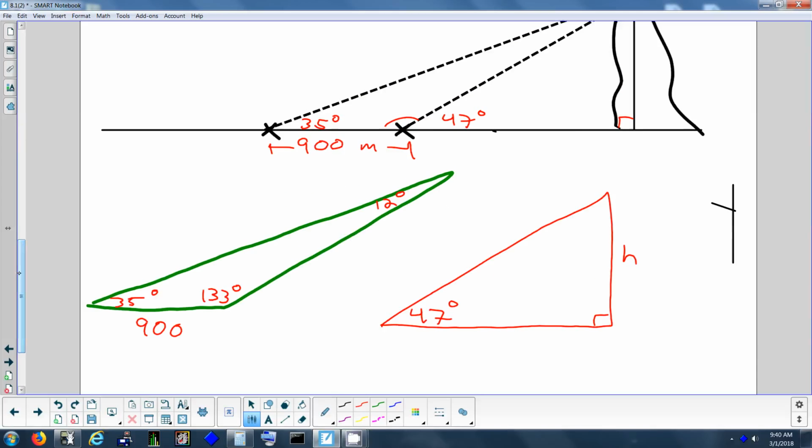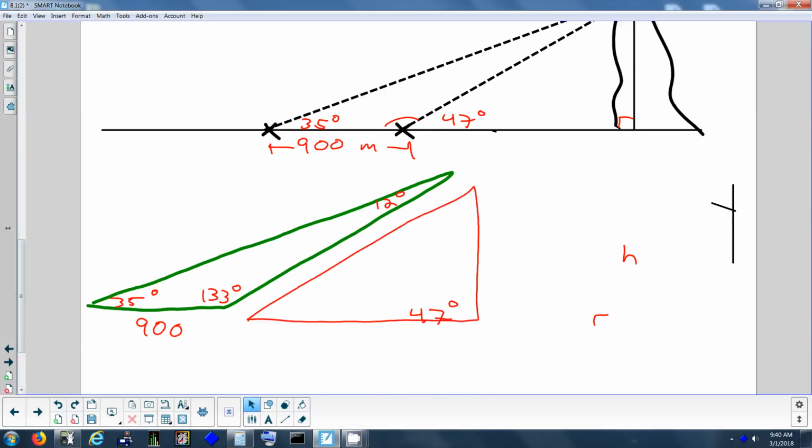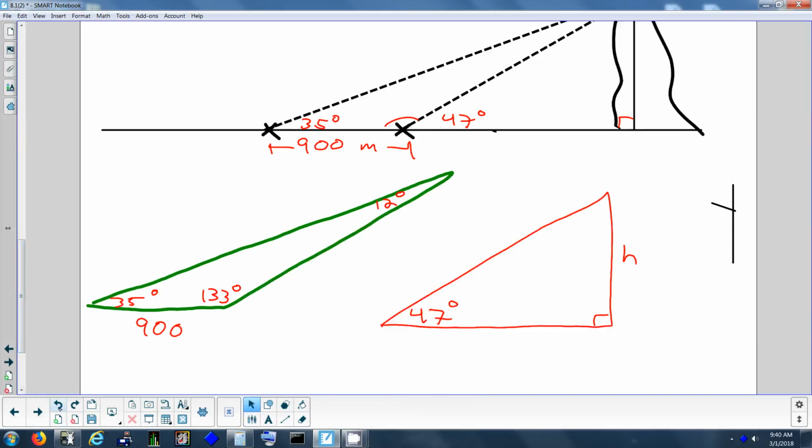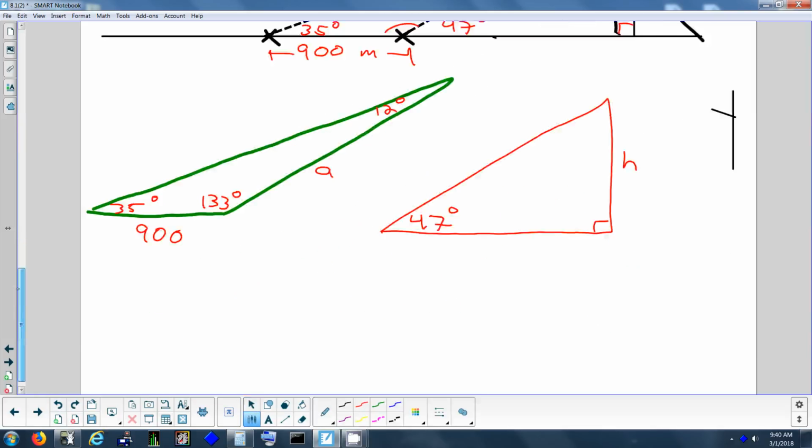And now I kind of position these so you could see something. If you look, the hypotenuse of the red triangle is this side of the green. So find that side of the green triangle, and then you'll know the hypotenuse of the red one, and then you've got the side and an angle, and you're good to go. So let's call this side A.